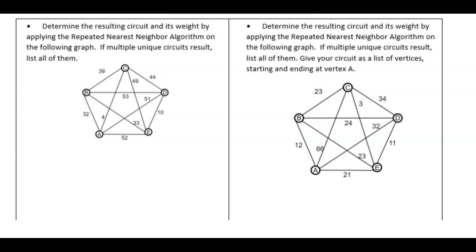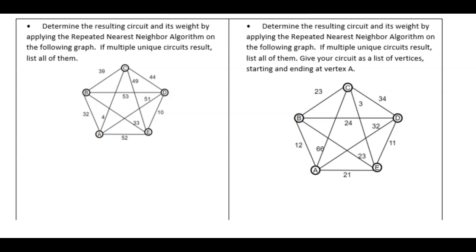Let's take a look at the repeated nearest neighbor algorithm. Determine the resulting circuit and its weight by applying the repeated nearest neighbor algorithm. So we're going to apply the nearest neighbor algorithm, starting at every possible vertex. We have 5 vertices, so we're going to do the repeated nearest neighbor algorithm by doing the nearest neighbor algorithm 5 times.